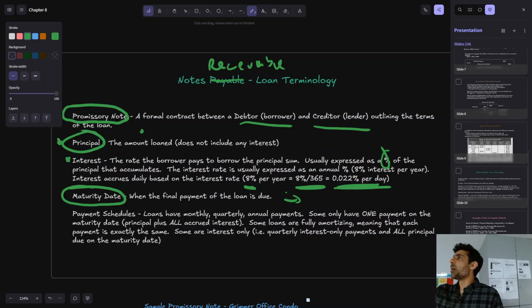Okay, so every month you're paying off the interest plus some amount of the balance that you borrowed, and the math is perfect such that on the last payment date, the last payment is just going to bring your principal balance to zero. Okay, and we're going to see that in chapter 12.